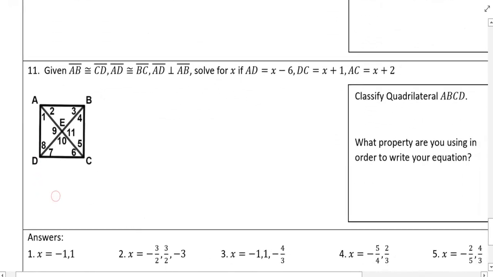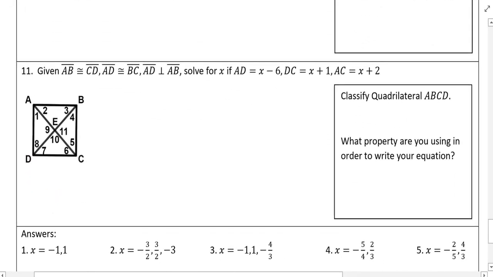Alright, the last one I'm going to do with you here is we have another quadrilateral. Let's see, AB is congruent to CD. AD is congruent to BC, so opposite sides are congruent, so that proves a parallelogram. Okay, so we know we're there.